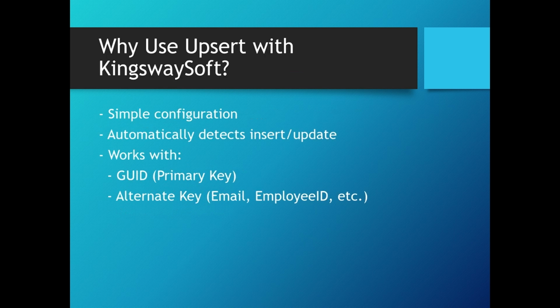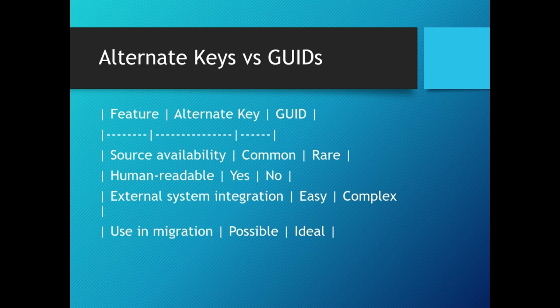So why use Upsert with KingswaySoft? It has a simple configuration, automatically detects insert and update, and works with GUID, which is our primary key, and with alternate keys like email, employee ID, or any comparison ID we have created. These are the alternate keys. We will discuss these things in detail.